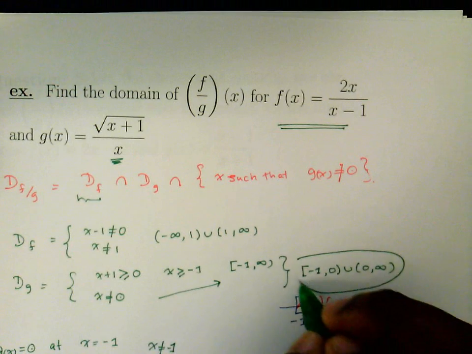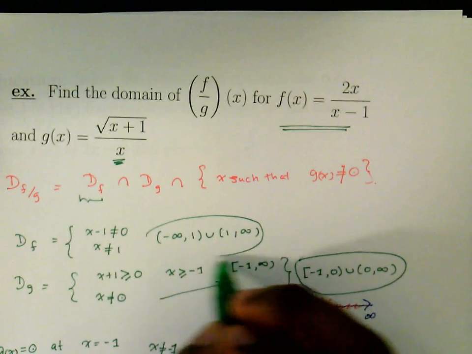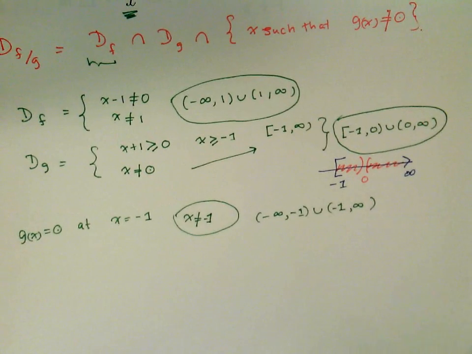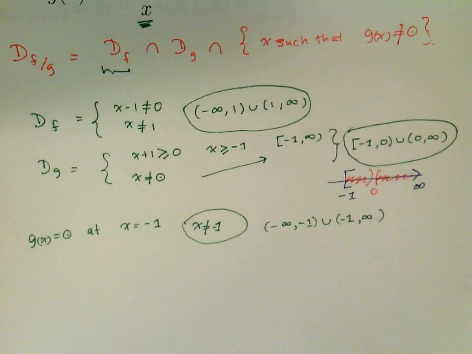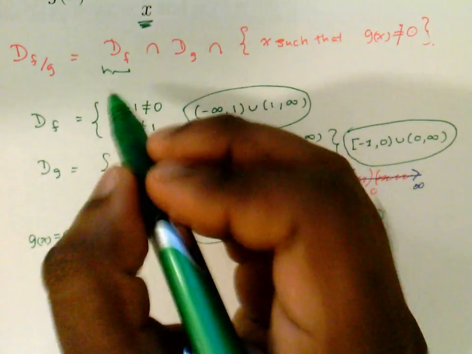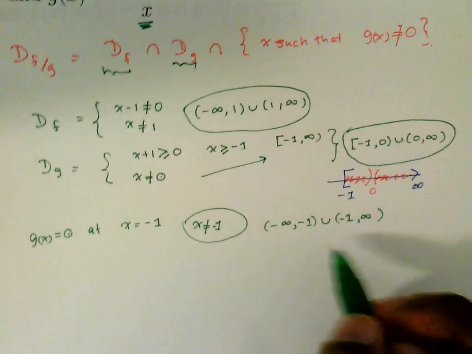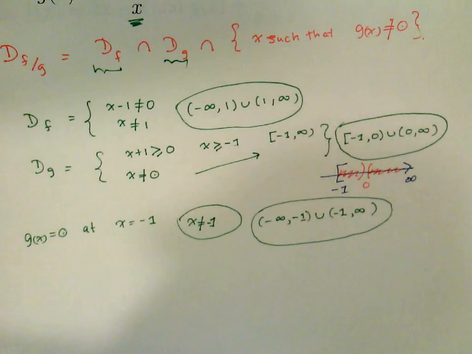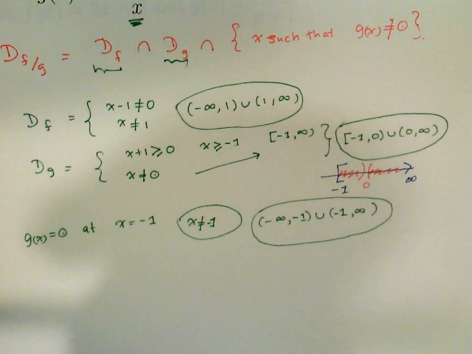This domain right here, this domain right here, and this domain, which is negative infinity to negative 1, and then negative 1 to infinity. Now how do you find the intersection of all three? So that's the domain of f, this is the domain of g, and the last one is this domain. Well, I would use logic, or you can use colors.